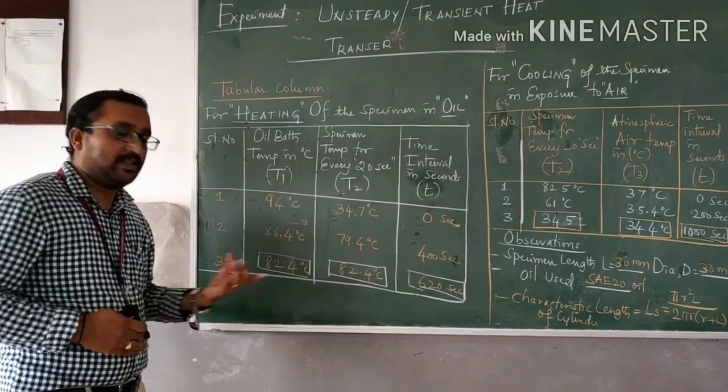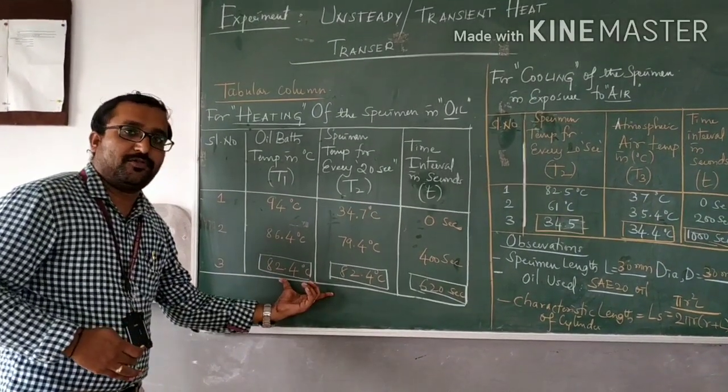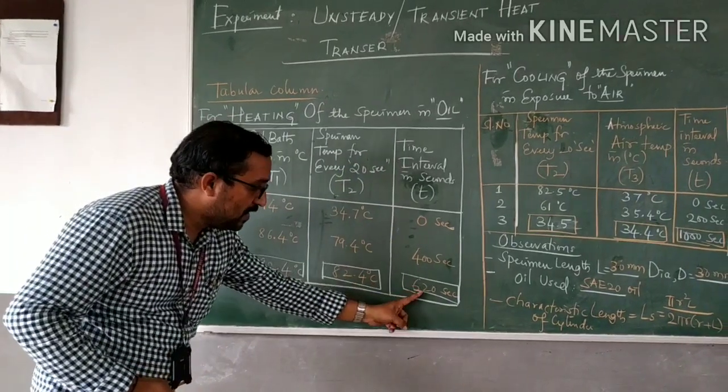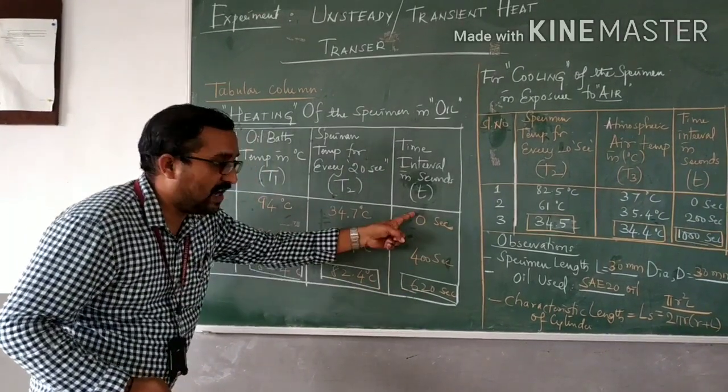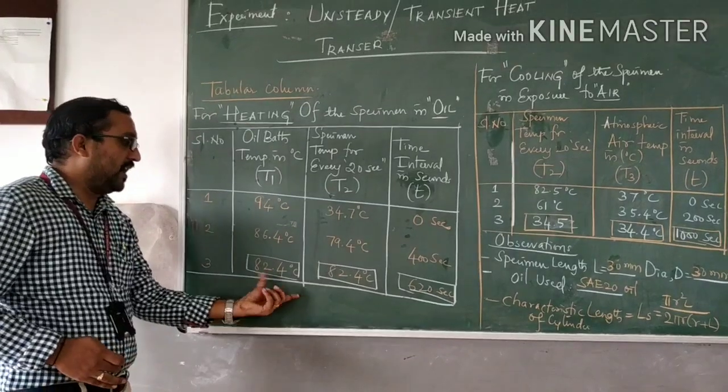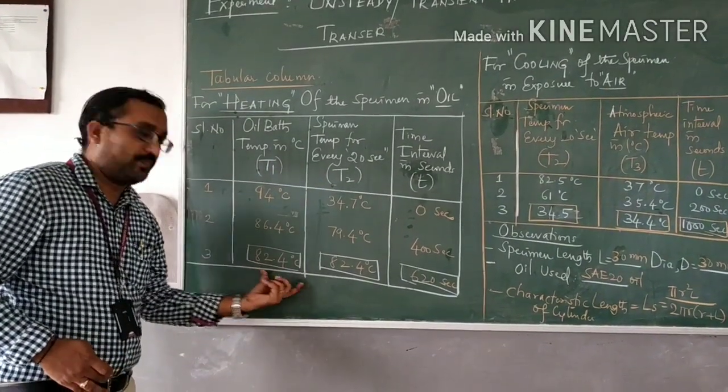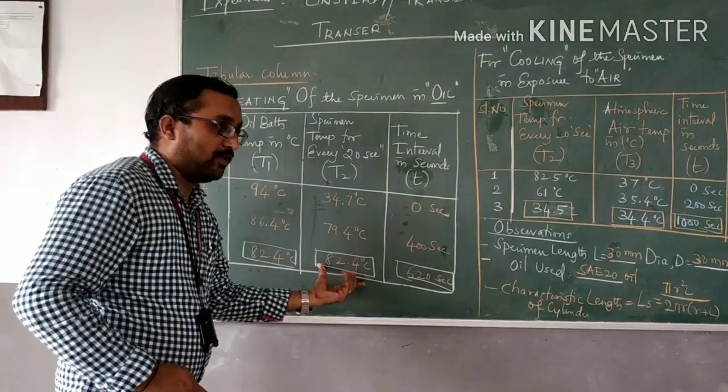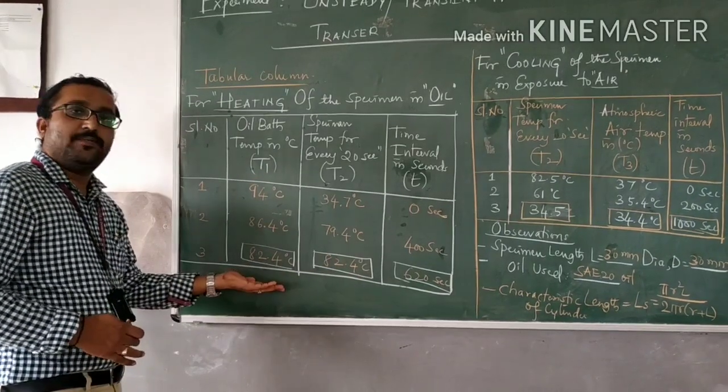We will stop taking the readings at that point of time. So you can see in this tabulation that 620 seconds after the start of the experiment, T1 becomes equal to T2. So 82.4, 82.4. So we shall stop with the experimentation.